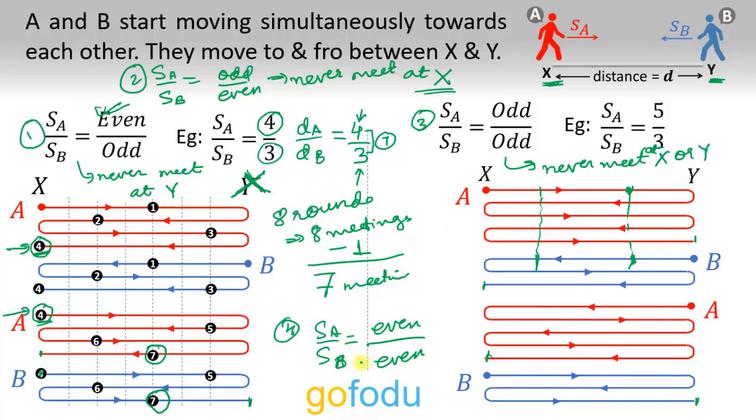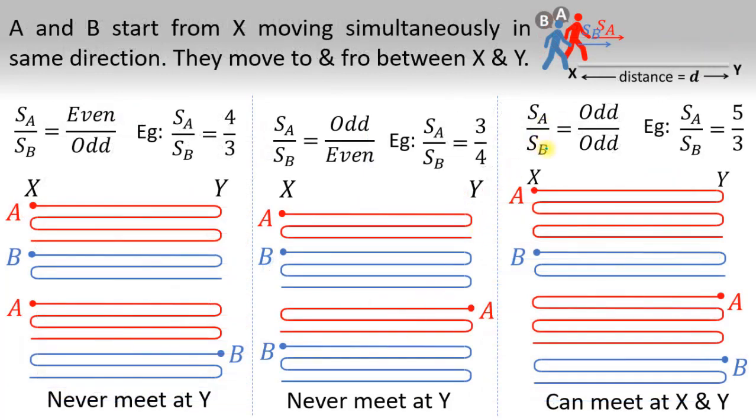Okay. Moving on to the case when both start simultaneously from the same point in the same direction. A and B both will start from X and they will move towards Y, and the motion will be to and fro. After reaching Y, they will return towards X. I have shown all the 3 cases. Just pause and go through them one by one. Even upon even, the fourth case, could be reduced to one of them, so I have not written that.